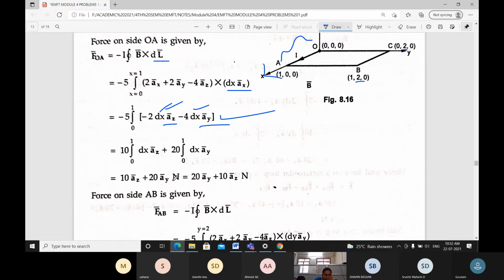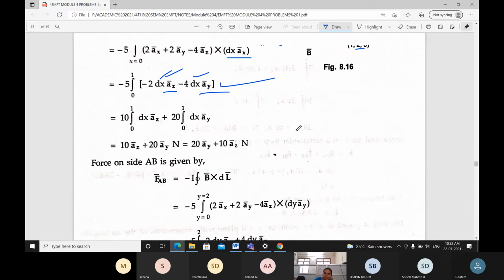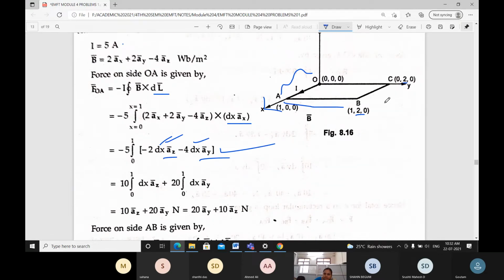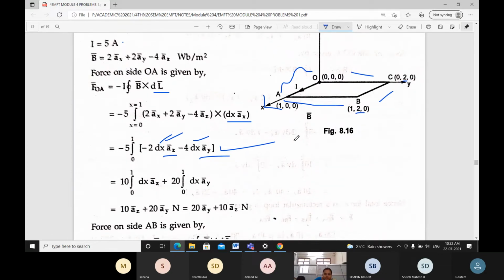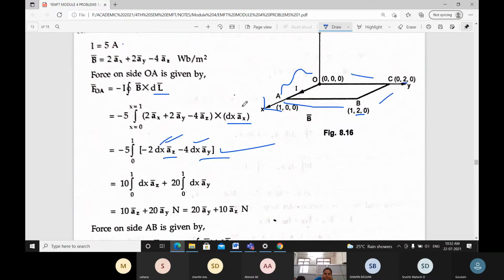Or else you can write it in a sequence way, for that reason it is written as 20 ay plus 10 az newtons. Then force on side AB. For each side you have to find out what the force is. Hope you got the first part.